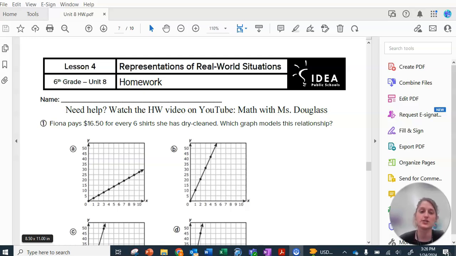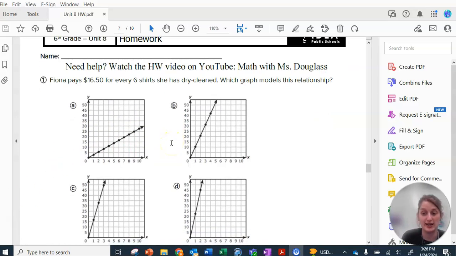Okay, I love this first question because it looks really intimidating with all these different graphs, and it's actually super easy. So you have to read the directions. You can't just jump in and pick a graph. Fiona pays $16.50 for every six shirts she has dry cleaned. Which graph models this relationship?